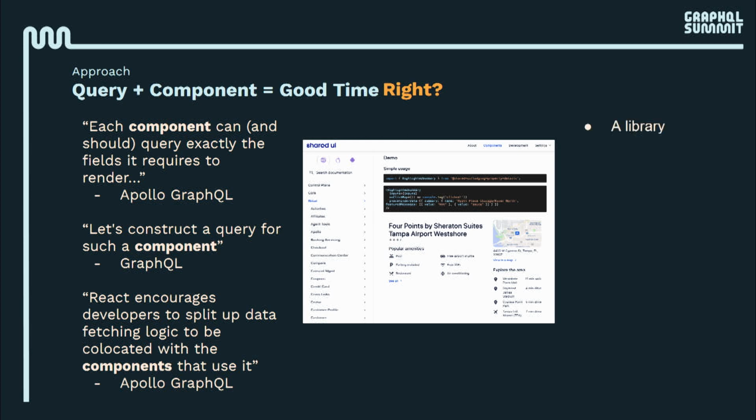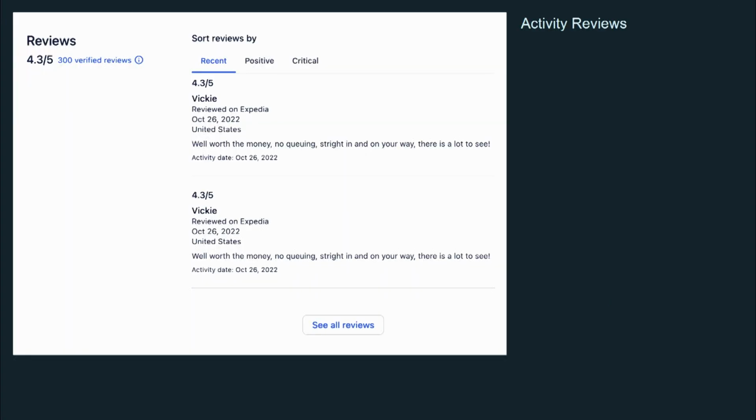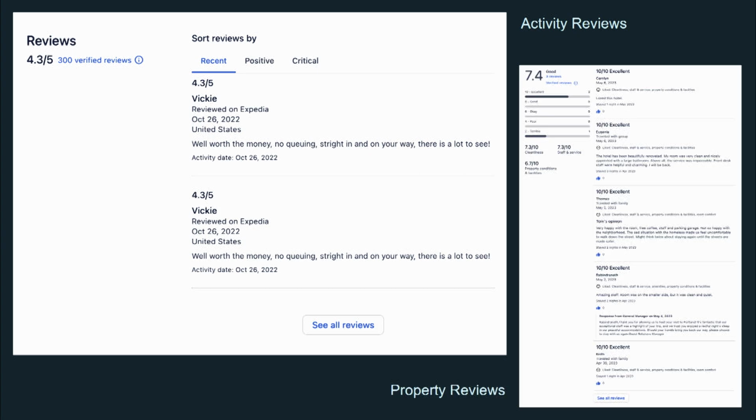So we essentially built a library. This is a library of hundreds of components, each component attached to its own query. What could go wrong? Here is our activity reviews component. So this tells users all the review information it needs for our activity product line. Then we build another one. We have our property reviews component. This tells a user all the review information they need to know for the property product line. We built the same thing twice.